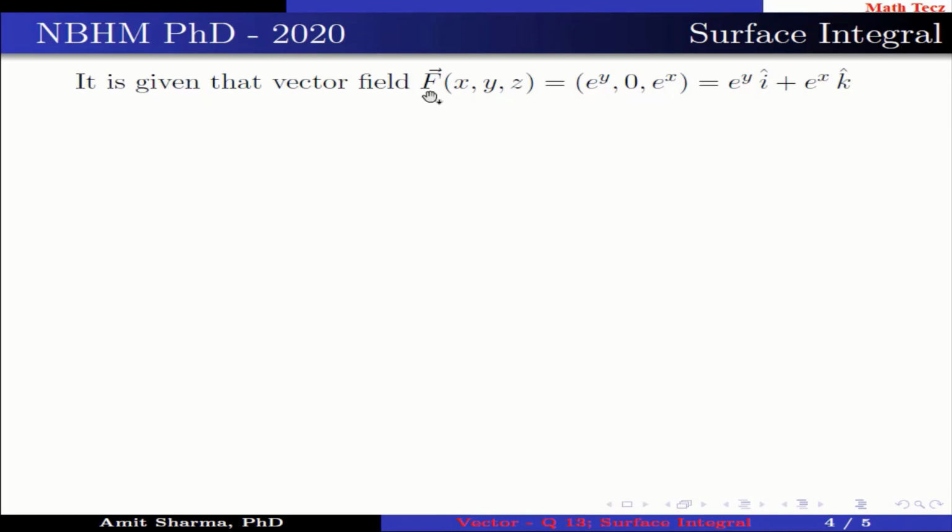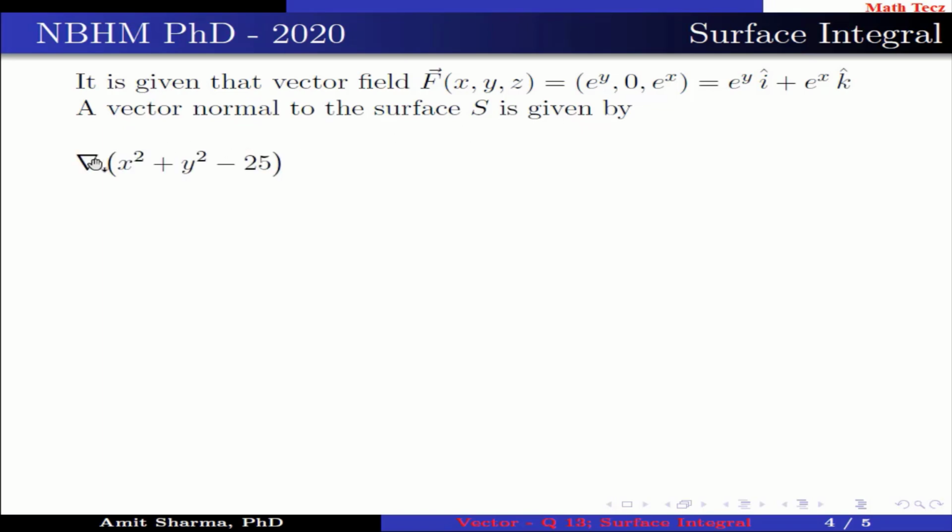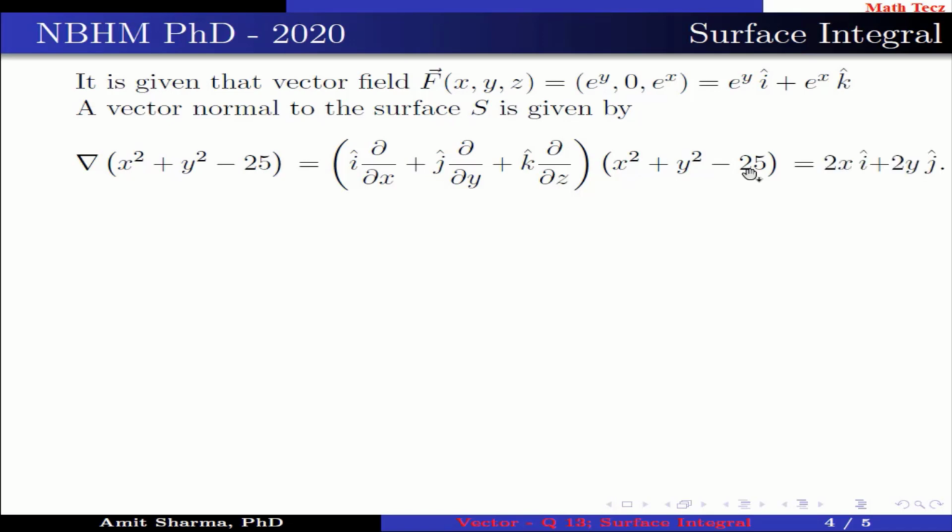It is given that the vector field F(x, y, z) is equal to (e^y, 0, e^x), which can be written as e^y i + e^x k. A vector normal to the surface S is given by the gradient of x² + y² − 25, which is i ∂/∂x + j ∂/∂y + k ∂/∂z of (x² + y² − 25), which is 2x i + 2y j.